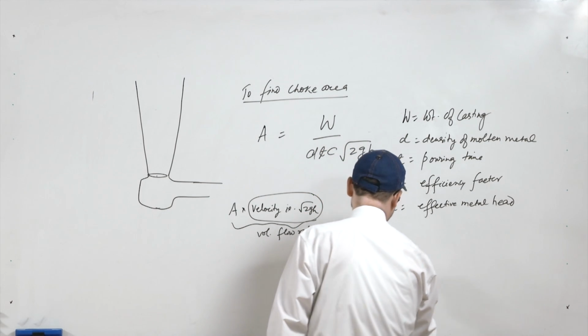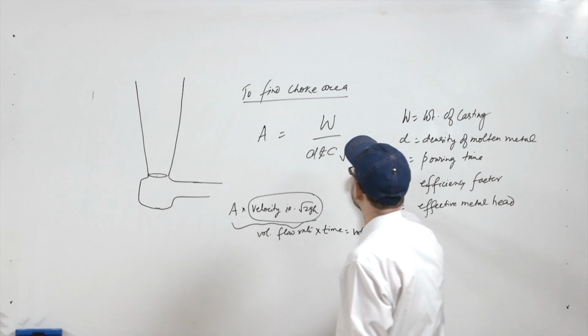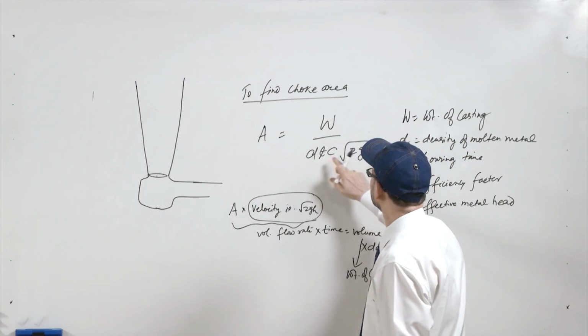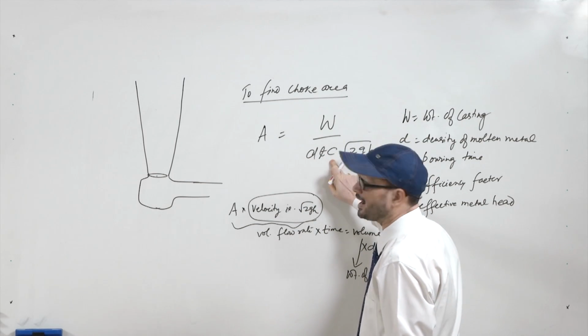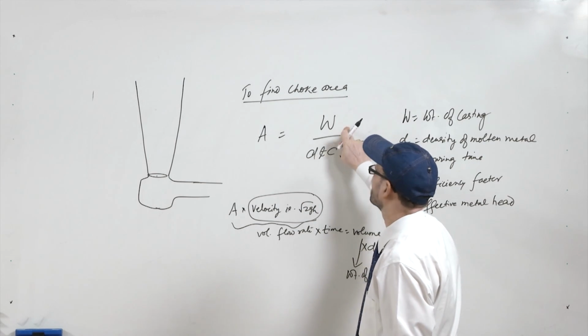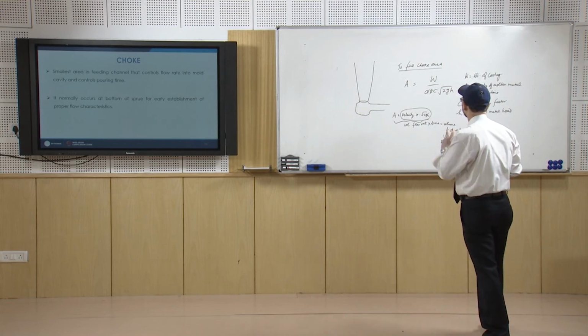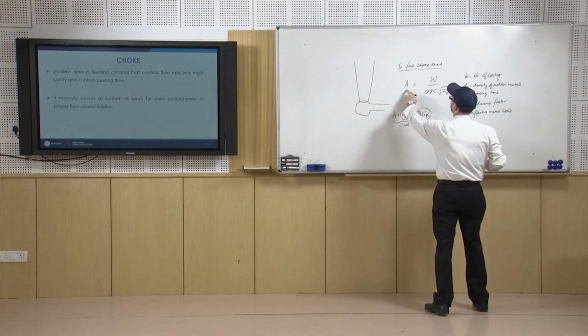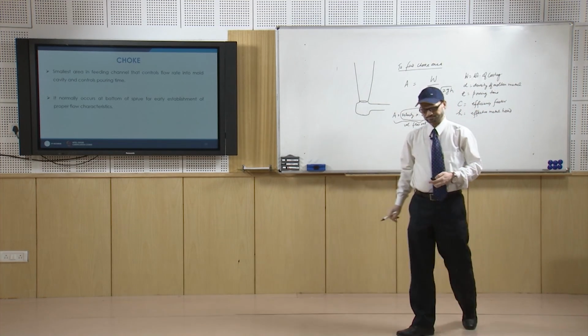So, using this expression, area into velocity into time into density multiplied by the efficiency factor gives you the weight of the casting. This way you can get the choke area dimension. So, choke area can be calculated using that.